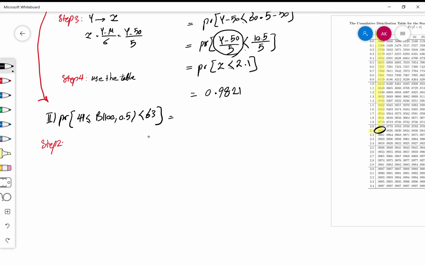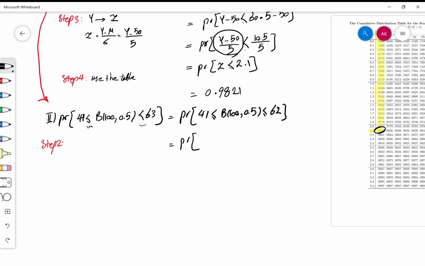Before I go, something that you have to be very careful about here is that this includes 41, but this doesn't include 63. It means that the discrete random variable will go up to the number which is before 63. So in other words, this probability is the same thing as B(100, 0.5) less than or equal to 62. Okay, now we can turn this to Y.